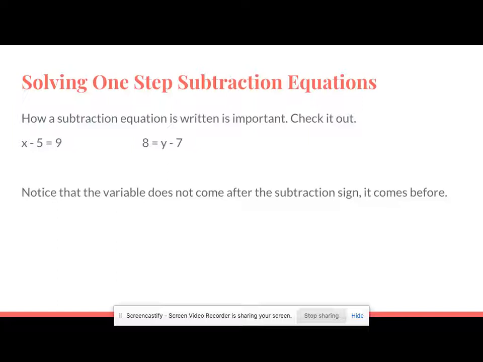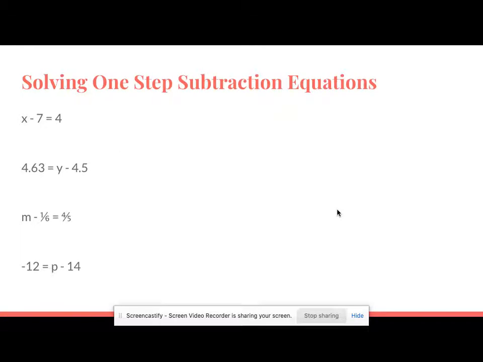So let's take a look at some examples. We just said again, doing the opposite operation. The opposite of subtraction is addition. So I'm going to add 7 to both sides to make the equation a true statement. So x equals 11. Same thing here, making sure we add to both sides our decimal.